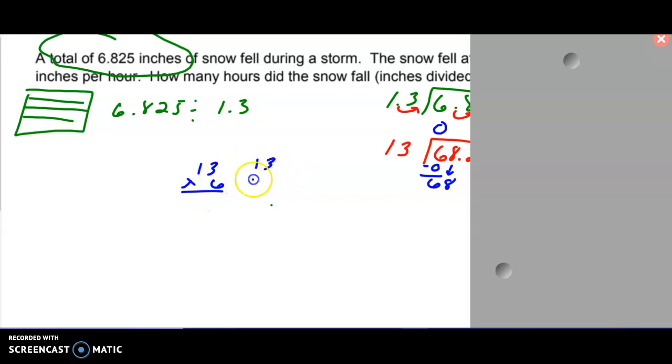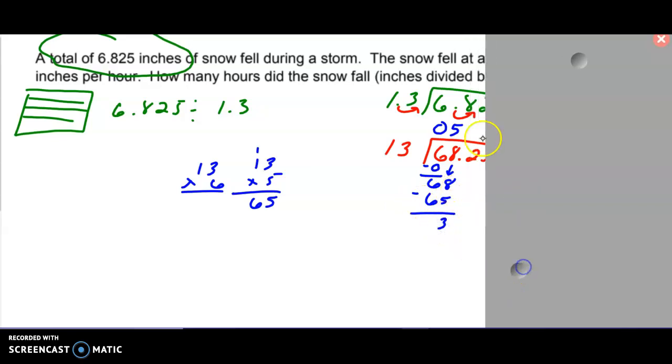So that might be too high. All right, let's try 13 times 5. 5 times 3 is 15. Carry my 1. 5 times 1 is 5, plus 1 is 6. There we go. Doesn't quite make it, but it's close enough. So it's going to be 5. Subtract 65. 68 minus 65 gives me 3. Good job. All right, now, I did not move my decimal up there. Shame on you, Miss Cassidy. Remember, decimal goes straight up. Bring down the 2.